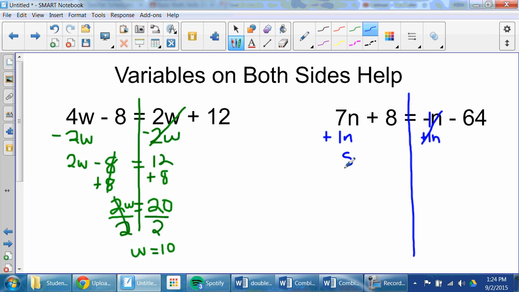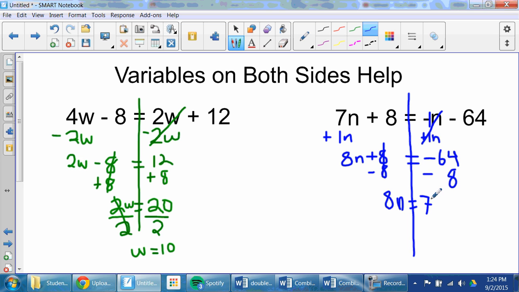That gives me 8n plus 8 equals negative 64. Now, from here, I want to isolate my variable, which is 8n. So I'm going to subtract 8 on both sides. Subtract 8. And I get 8n equals, signs are the same, negative, negative, so it's a positive, positive 72.